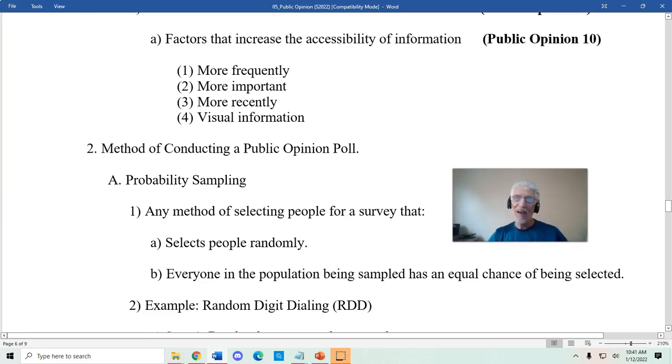So none of that's going to be on the exam. You don't need to worry about that, but I just wanted to share that with you in part because my research and my dissertation focused on the impact that visual images have on people's political preferences.